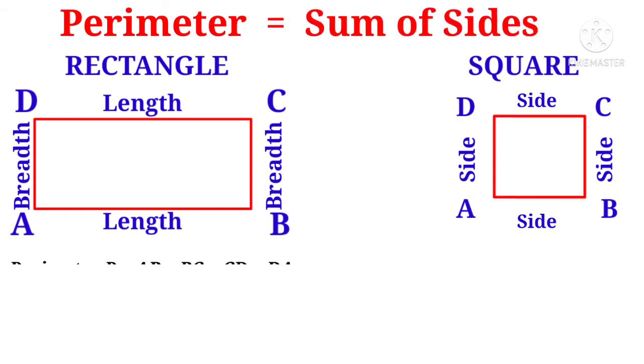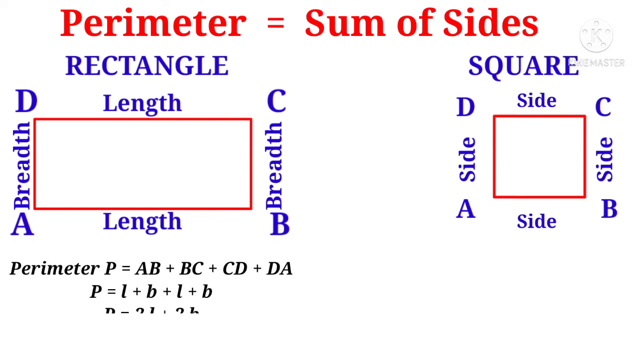Now for the rectangle, perimeter P is equal to AB plus BC plus CD plus DA, where AB is L, BC is B, CD is L, DA is B. Observe that there are two L's. So P is equal to 2L plus 2B. Taking 2 as common, perimeter P is equal to 2 into (L plus B), which is the formula for the perimeter of a rectangle.